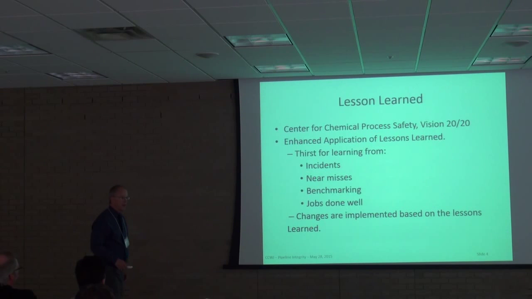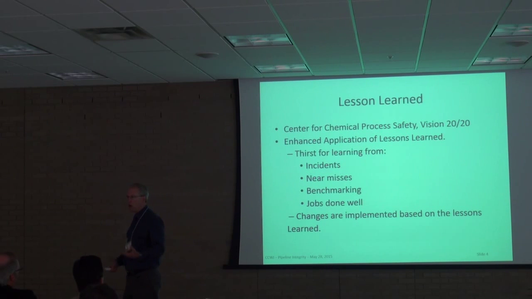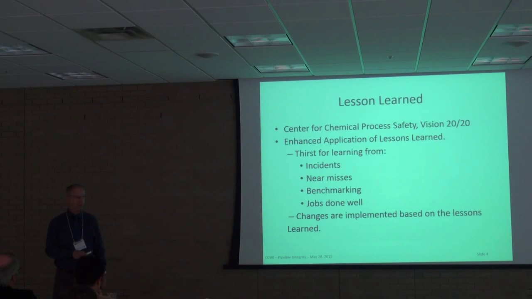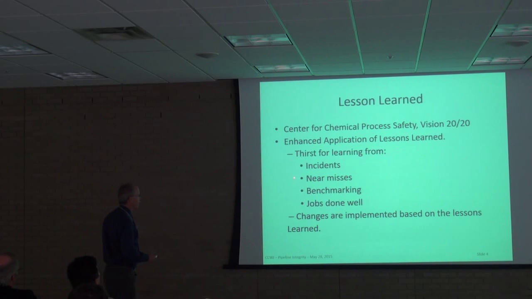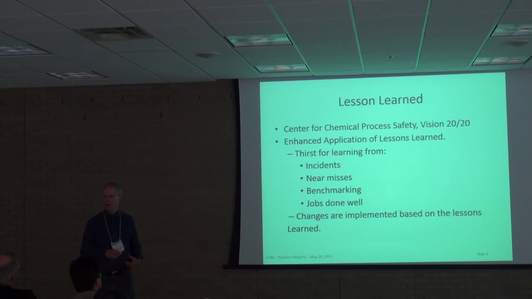You also see it in industries that have been around for a long time and have really good integrity programs, like the chemical industry, companies like Dow and DuPont. They've been at the forefront of good processes for years, and I work with a couple of good people there who are part of the Center for Chemical Process Safety. They have their Vision 2020, and one of the core things they put out there is that one of the biggest things the chemical industry needs to do is enhance the application of lessons learned. They describe it as a thirst for learning from incidents and near misses, with changes implemented based on the lessons learned. So even in industries with very mature programs and a lot of good safety programs in place, they continue to emphasize the importance of capturing, communicating, and making changes from lessons learned.